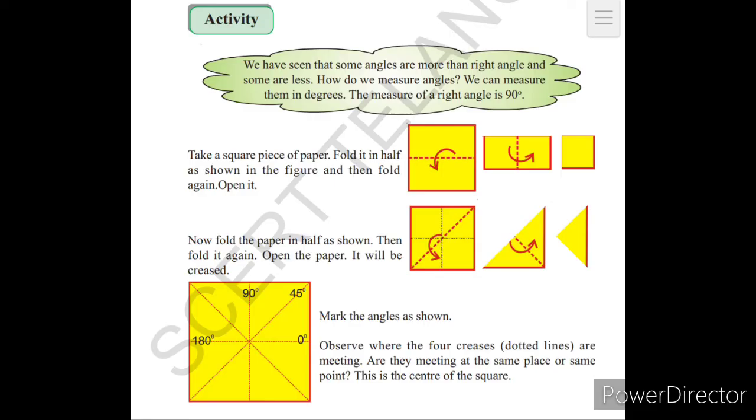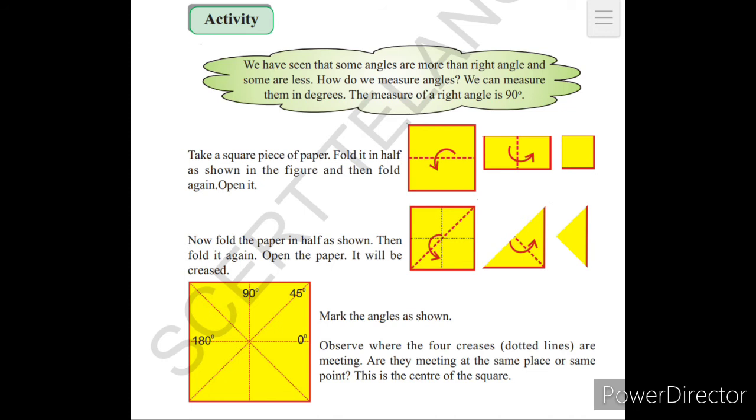Next activity, we have seen that some angles are more than a right angle and some are less. How do we measure angles? We can measure them in degrees. The measure of the right angle is 90 degrees. So generally we measure angles in degrees, and already we have seen a right angle is nothing but 90 degrees.